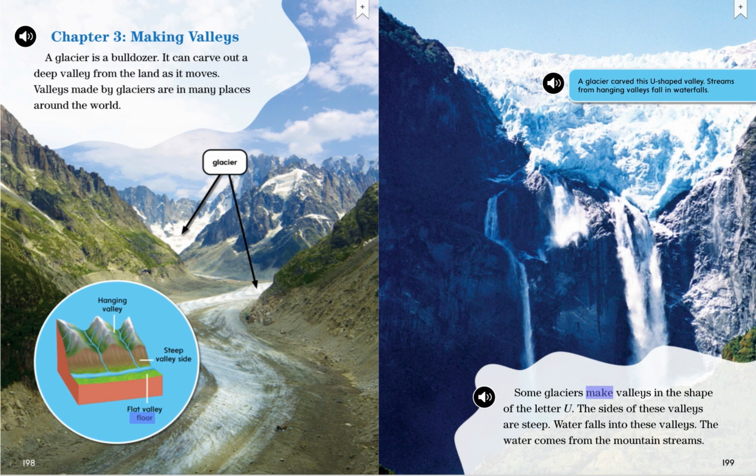Some glaciers make valleys in the shape of the letter U. The sides of these valleys are steep. Water falls into these valleys. The water comes from the mountain stream.